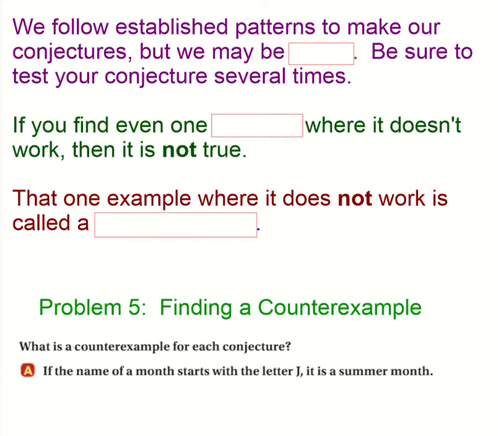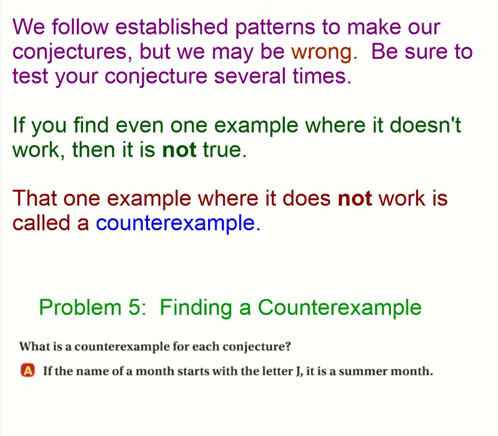All right, so some stuff that we've done, we follow established patterns to make our conjectures, but we may be wrong. One thing we need to always keep in mind is that just because there seems to be a pattern does not mean that we are right. So you need to always make sure to test your conjecture several times. If you find even one example where it does not work, then your conjecture is not true. We call that example a counterexample. Anytime you find a counterexample, then your conjecture is false.